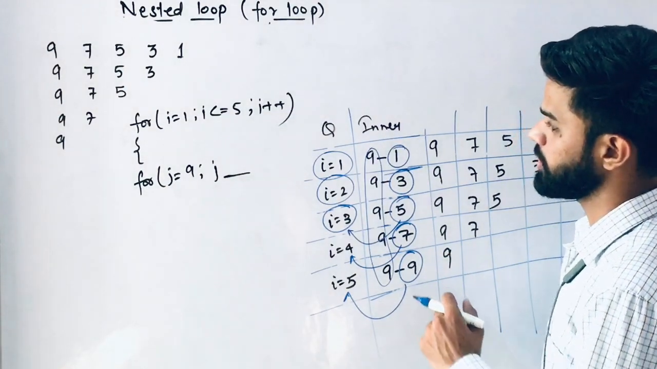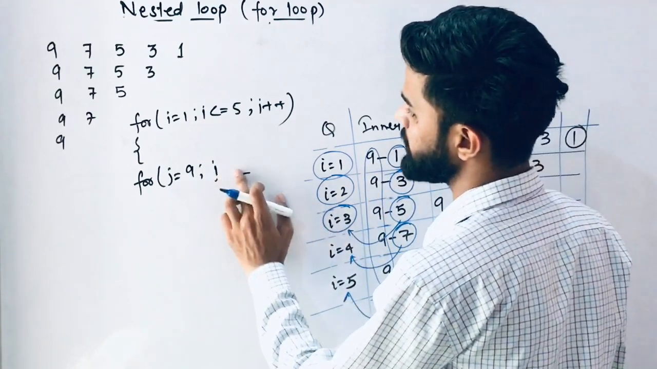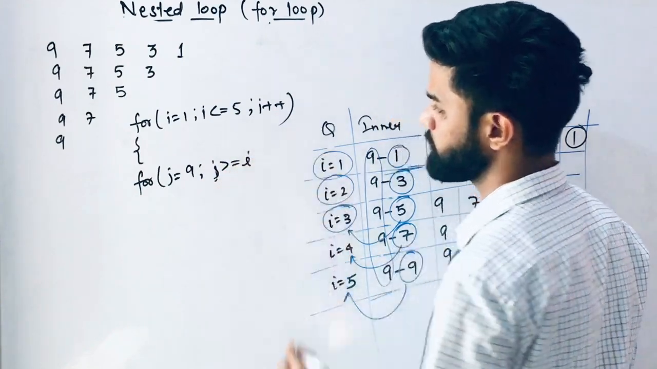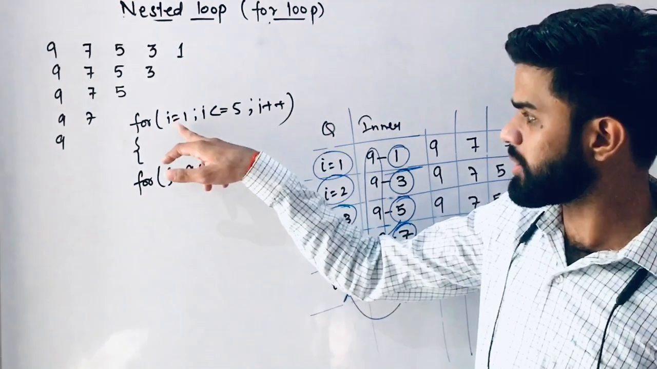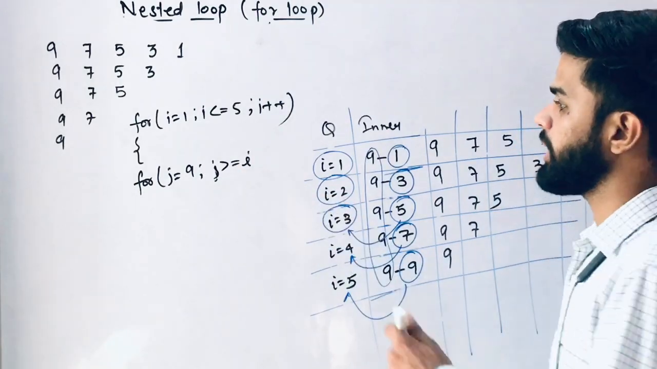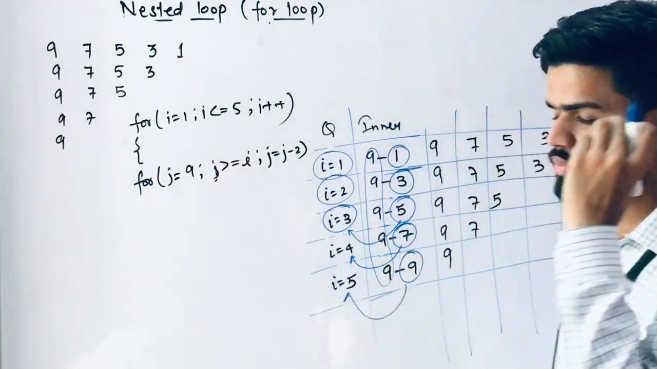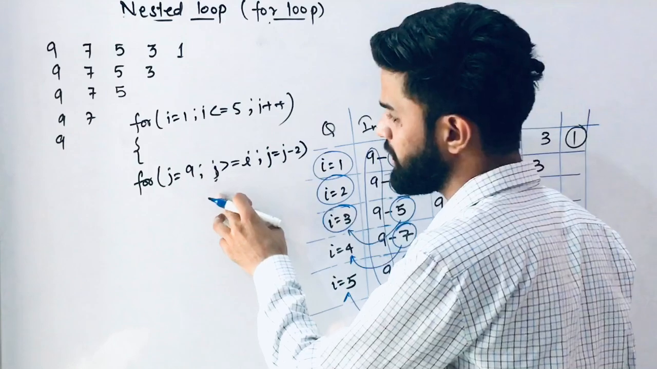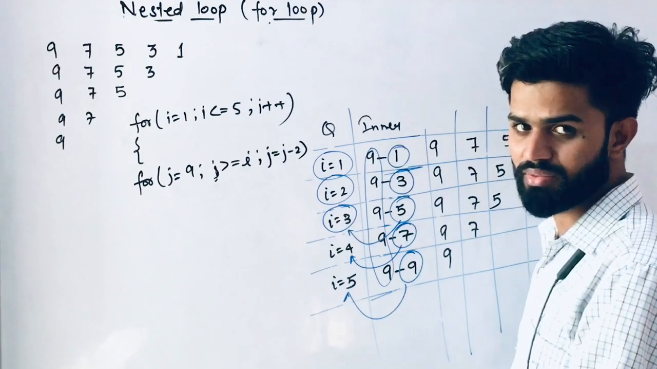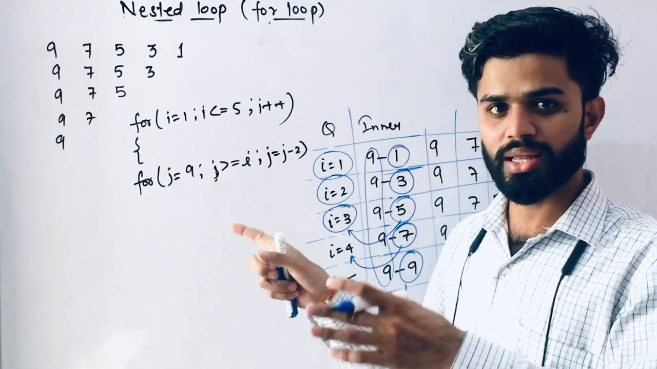See class, when I equals to 1, it prints 9 to 1. It means we can write here j is greater than or equal to I. Yes, because the first time I equals 1, j prints 9 to 1, and here we can write j equals to j minus 2. Why? Because the first time it prints 9, then decrements by 2, which is 7, checks the condition, prints 7, decrements by 2 to 5, and then 3, and then 1.